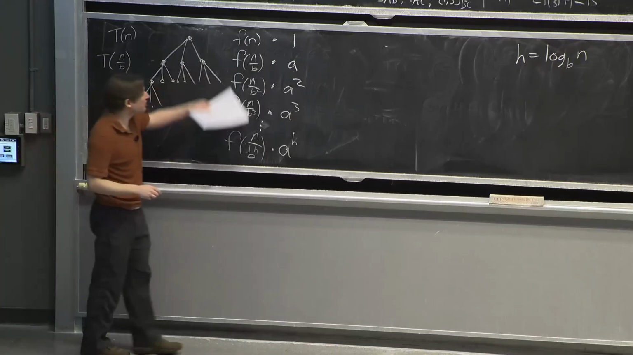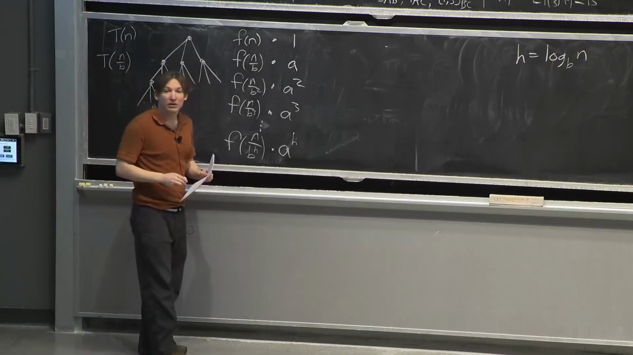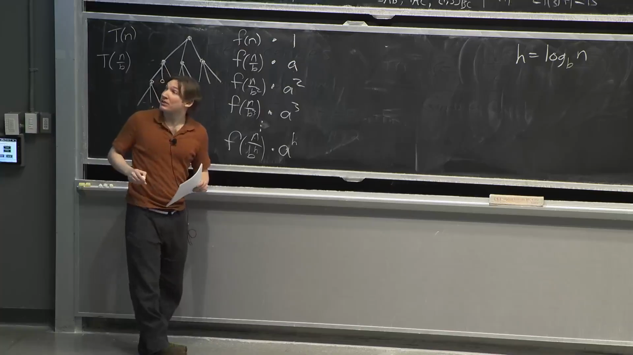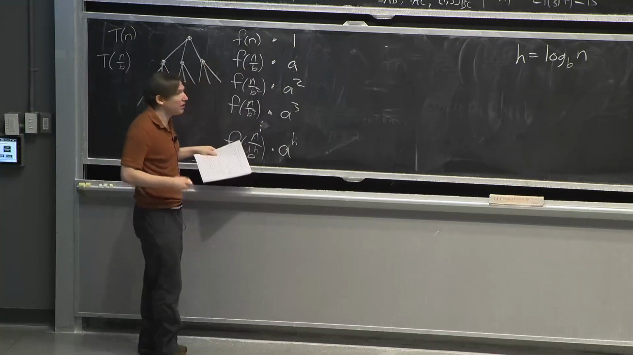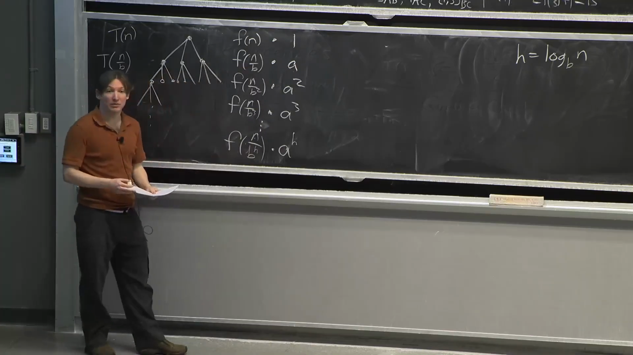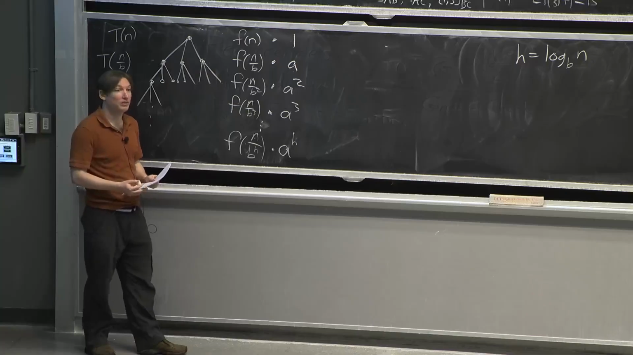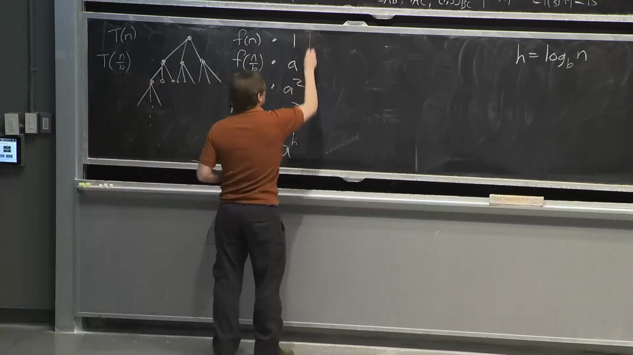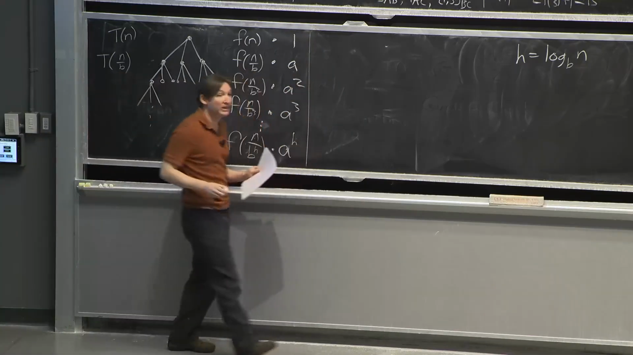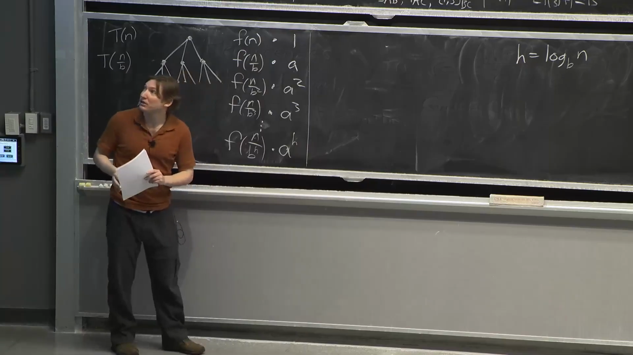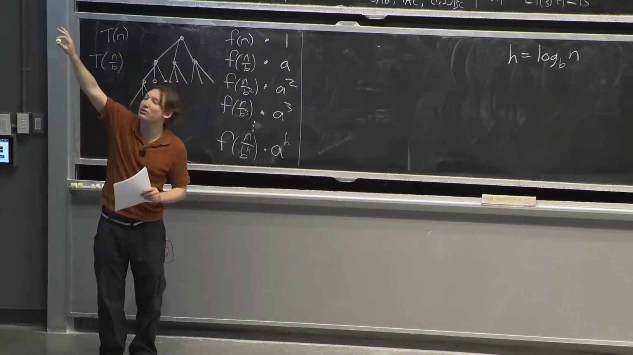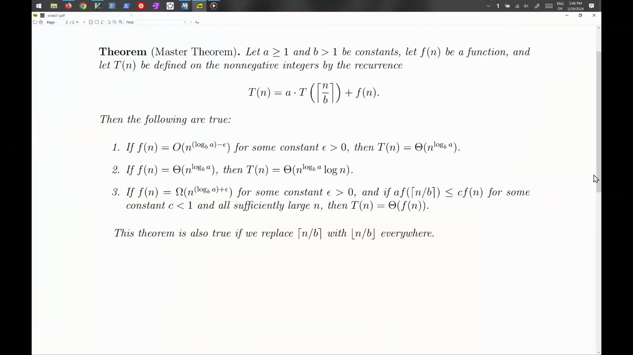All right, and now we have this sum, and this is our runtime. The master theorem says that this sum often has one of three familiar forms. In case 1 of the master theorem, it says if f(n) is big O of this thing. Ignore what this thing is.